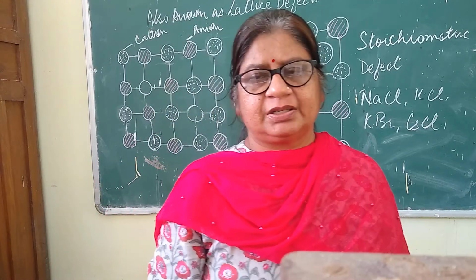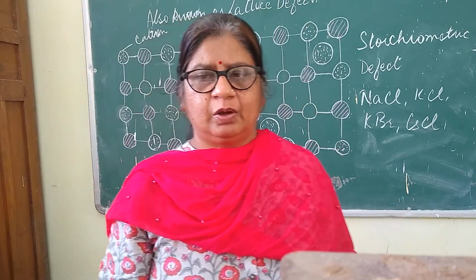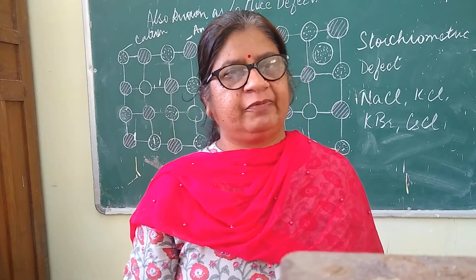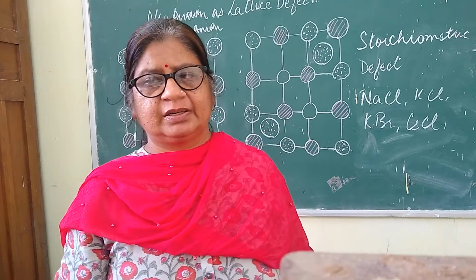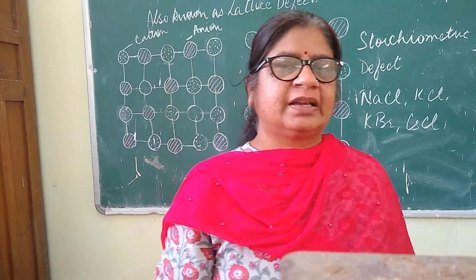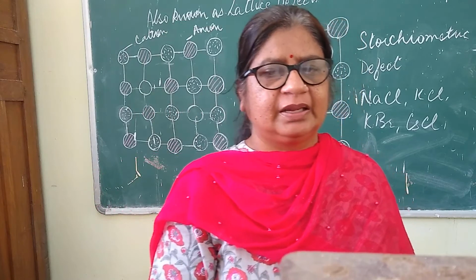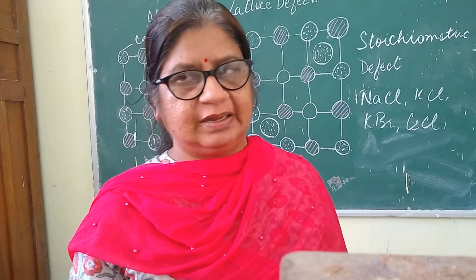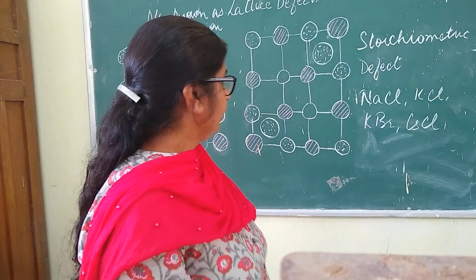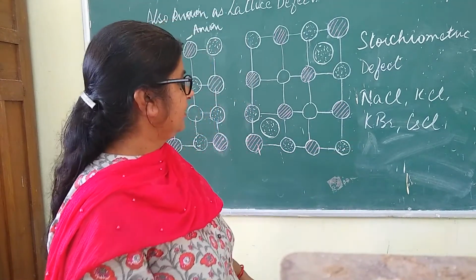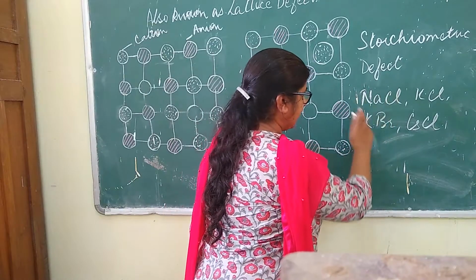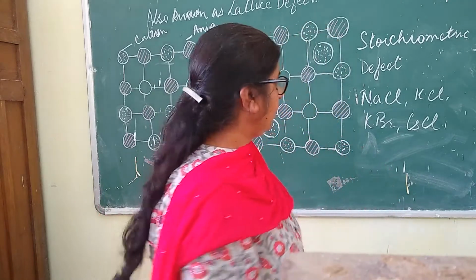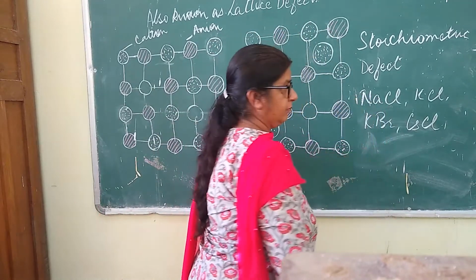The presence of a high number of stoichiometric defects in the crystal lattice decreases the number of ions. Thus, the lowering of the density is there. Now, we can see here NaCl. Here the size of the cation and the anion are almost the same.